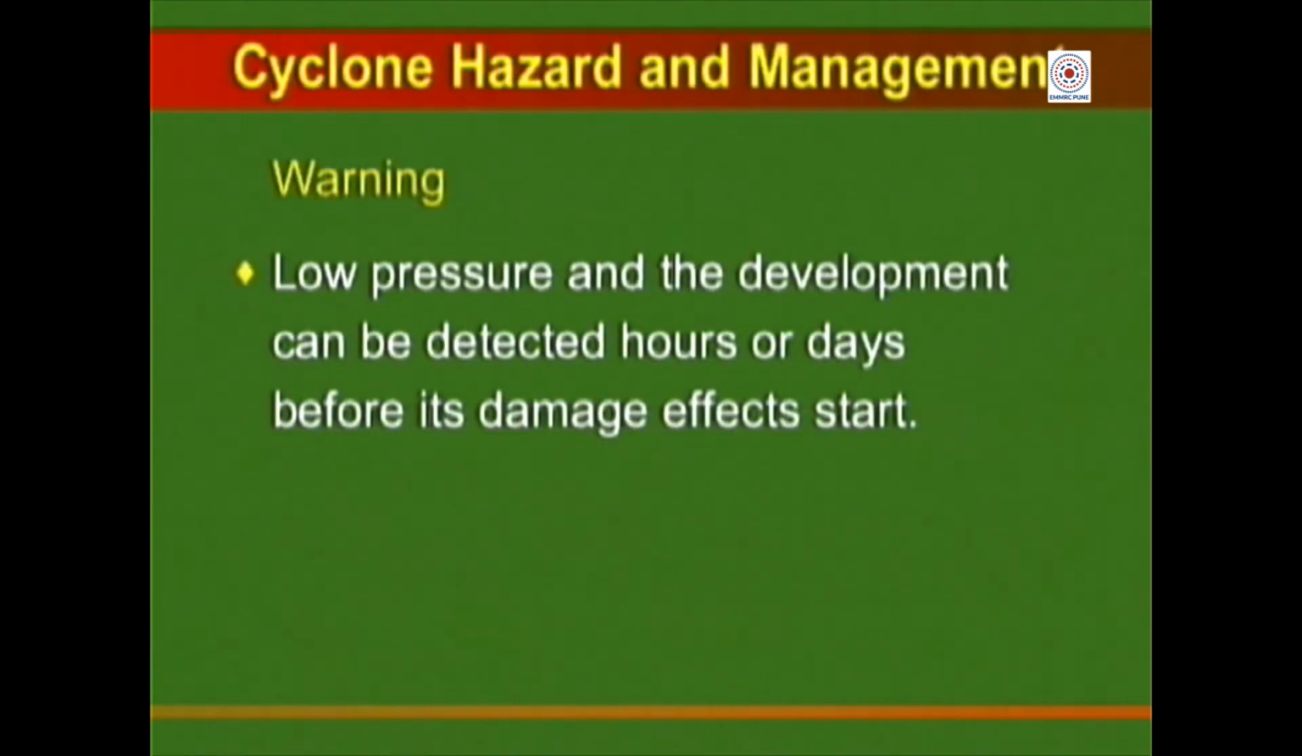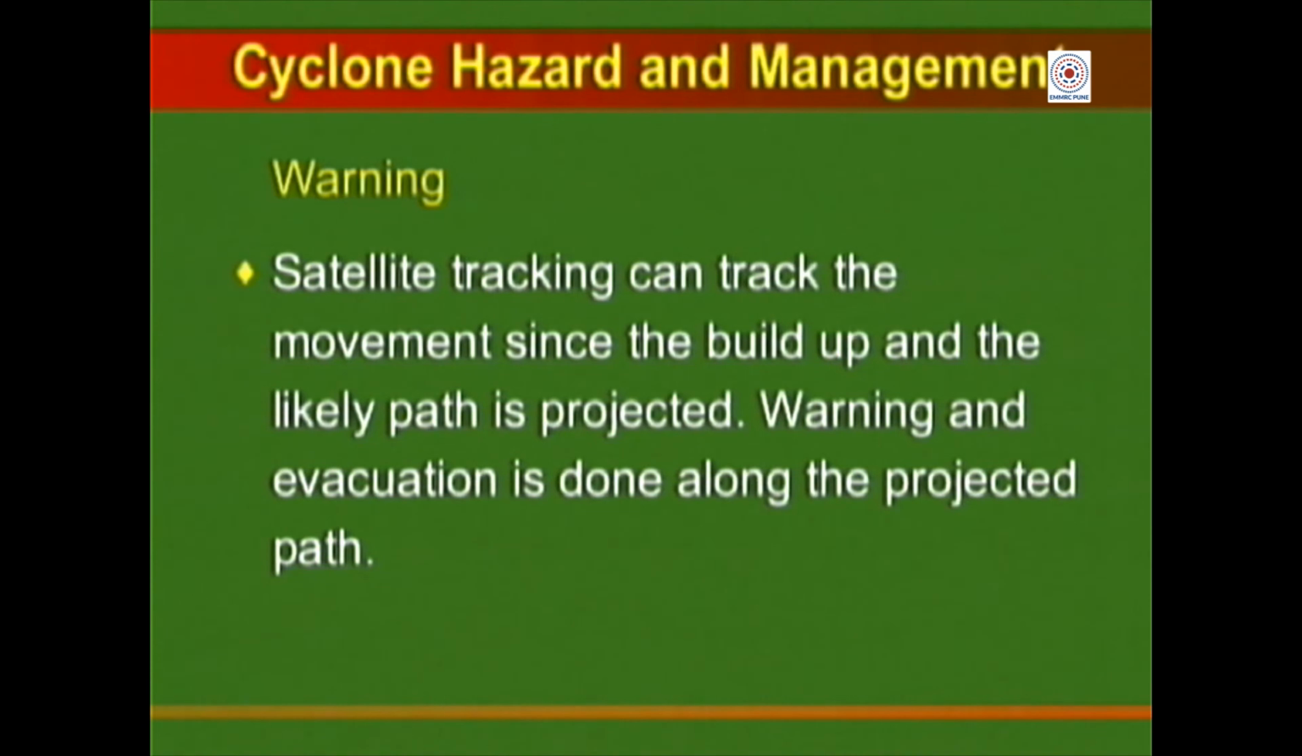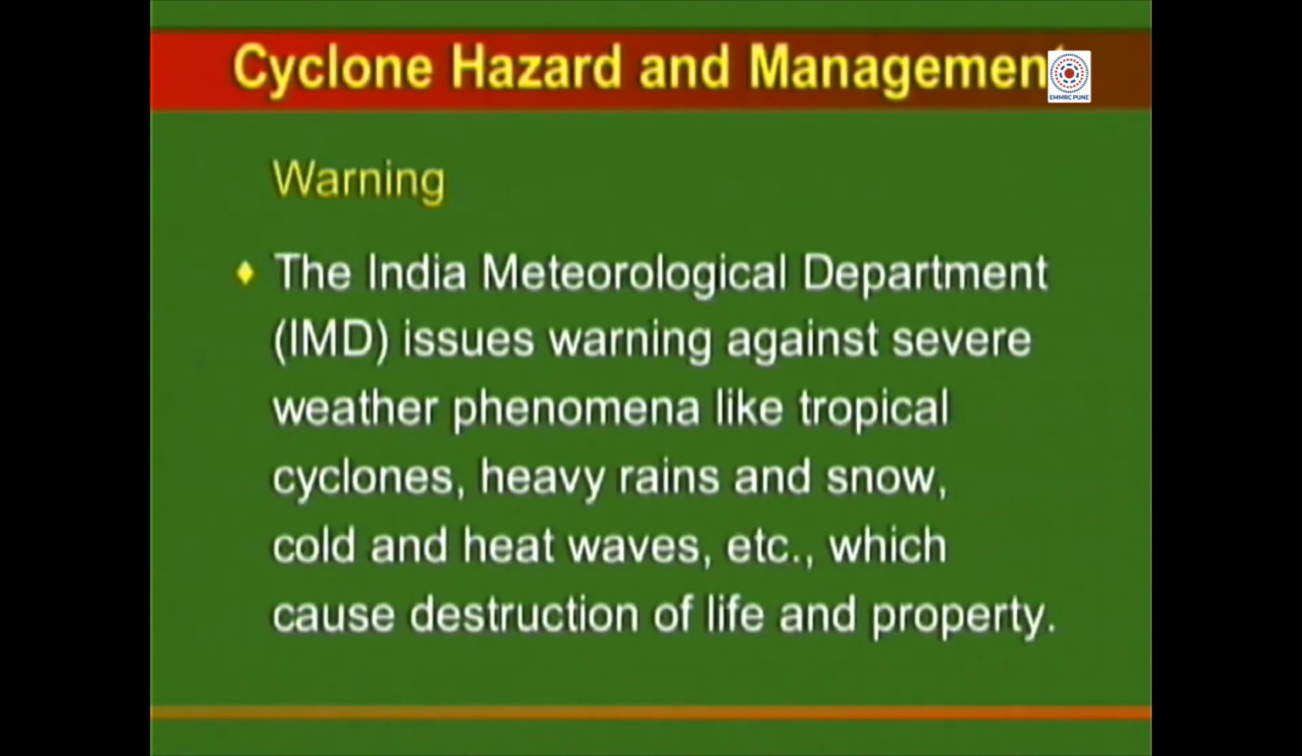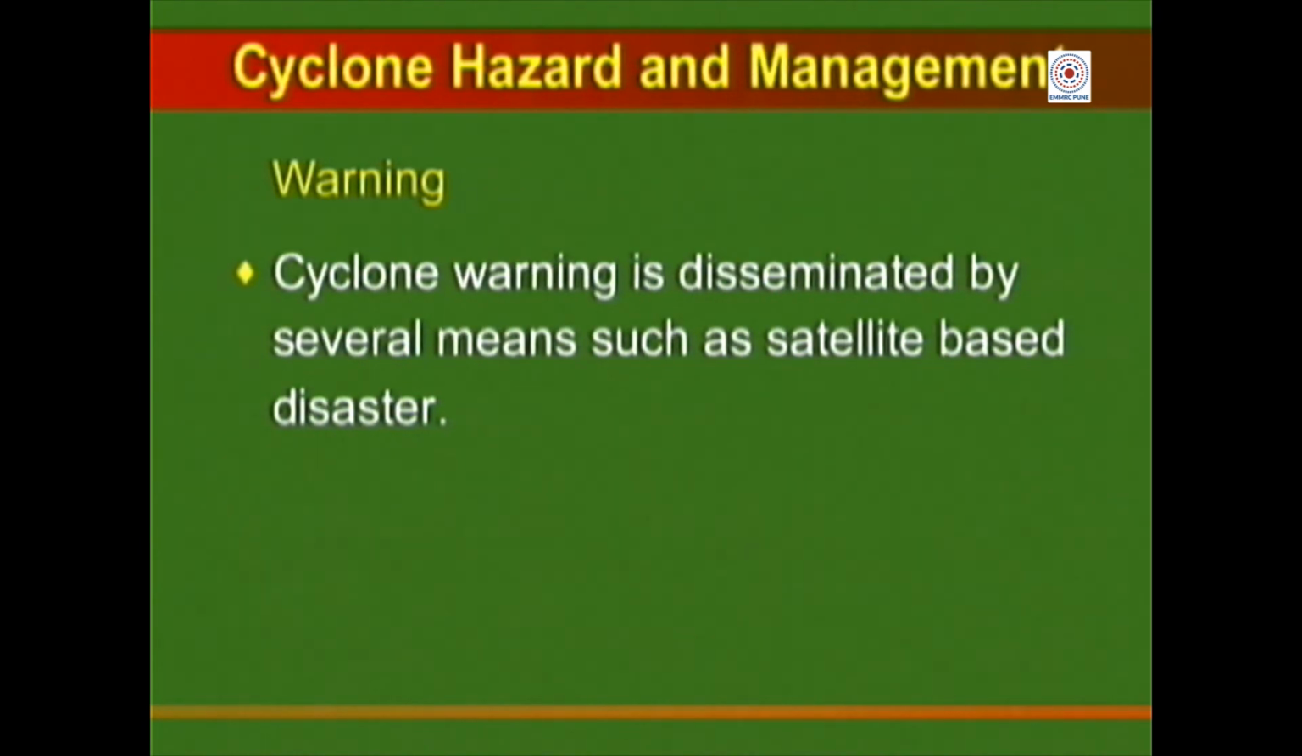What type of warning can be given? A low pressure and its development can be detected hours or days before the damage effect starts. Satellite tracking can follow the movement since the build up, and the likely path is projected. Warning and evacuation is done along the projected path. As I told you, the Indian Meteorological Department, or other scientific bodies involved in cyclone forecasting, give indication to the government, the stakeholders, and the community, and they act on that.